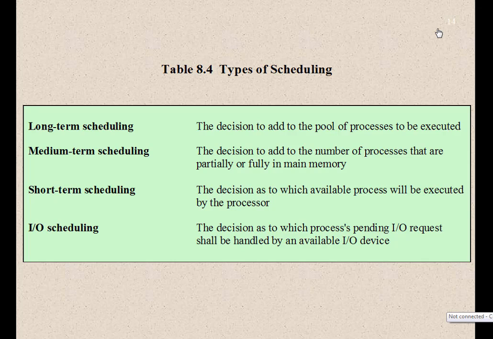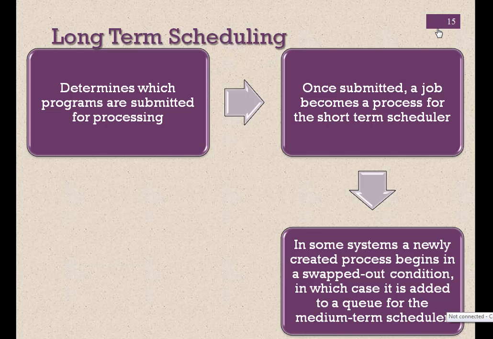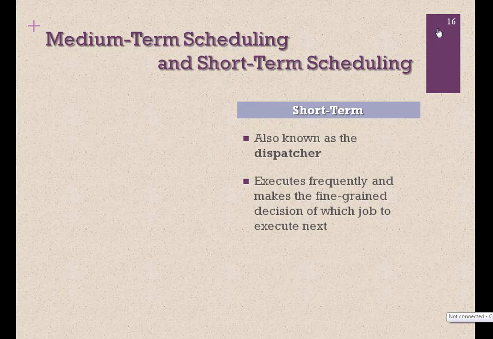There are types of scheduling: long-term scheduling, medium-term scheduling, short-term scheduling, and IO scheduling, and their types are mentioned. In long-term scheduling, programs are submitted for processing. Once submitted, the job is processed by short-term scheduling, which is also known as the dispatcher.